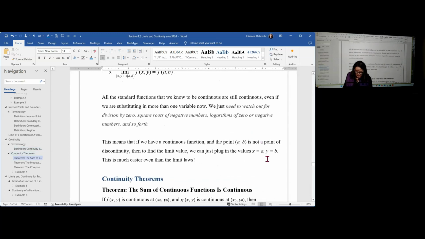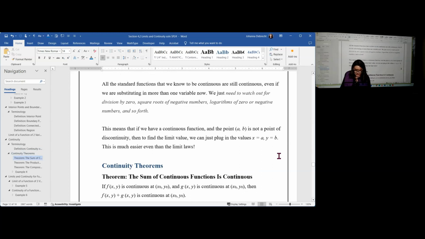Let's take a look now at all of the different theorems that we have. All the standard functions that we knew to be continuous from Calculus 1, they're still continuous. Polynomials are still continuous, sine is still continuous, cosine is still continuous. All the ones we had before are still basically continuous. It's just that now we're substituting in more than one independent variable. We just need to watch out for the same things we needed to watch out for before. That would be division by 0, even roots of negative numbers, logarithms of 0 or negative numbers, and so forth.